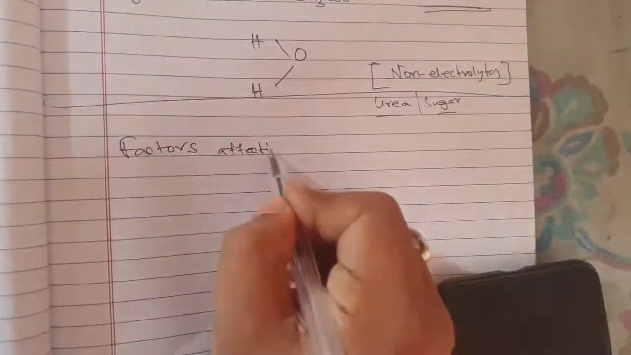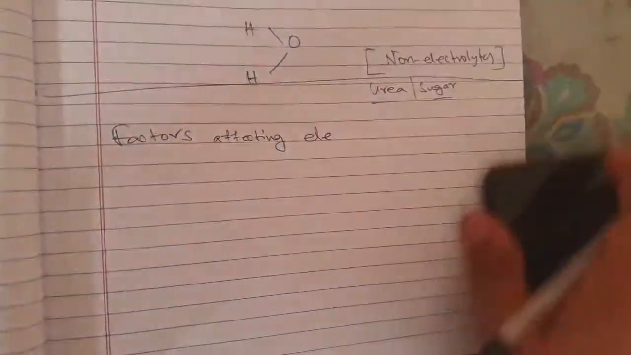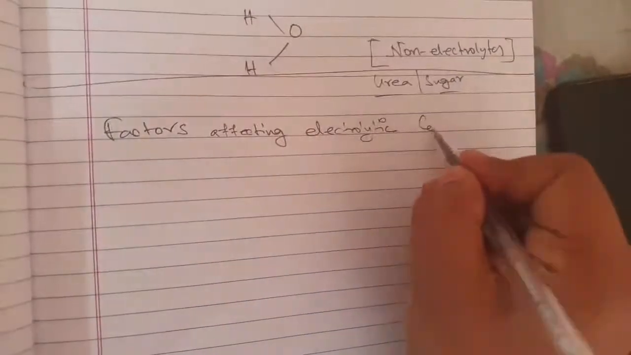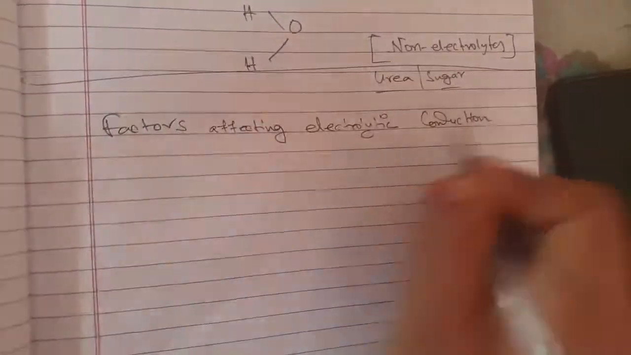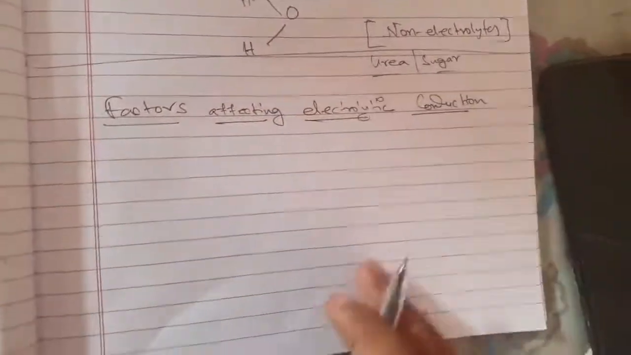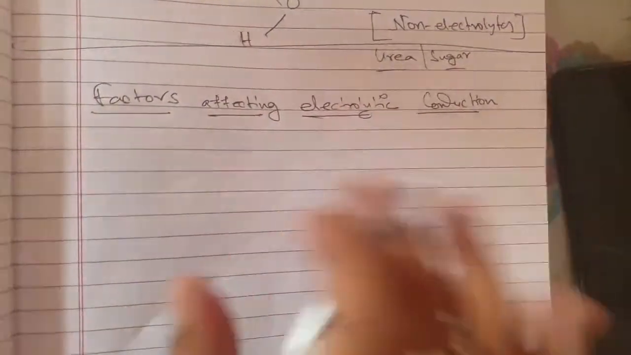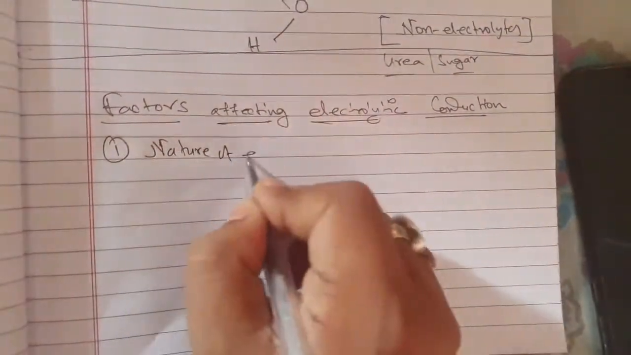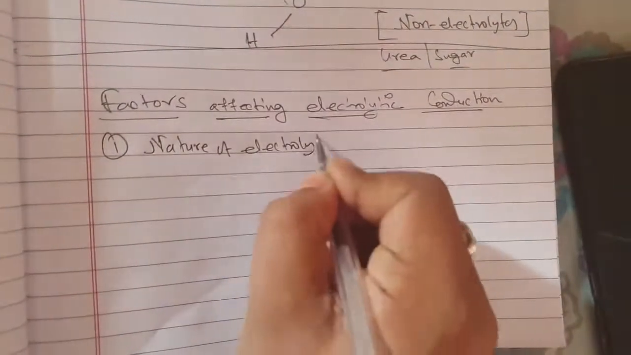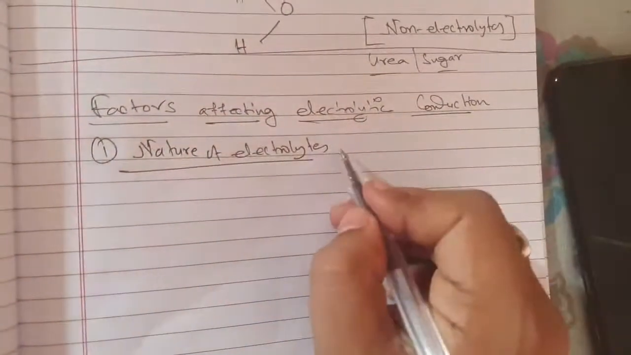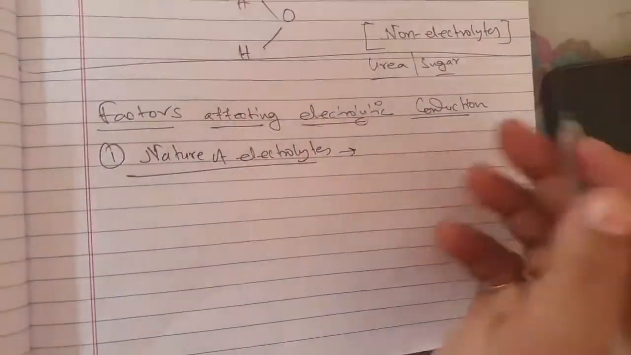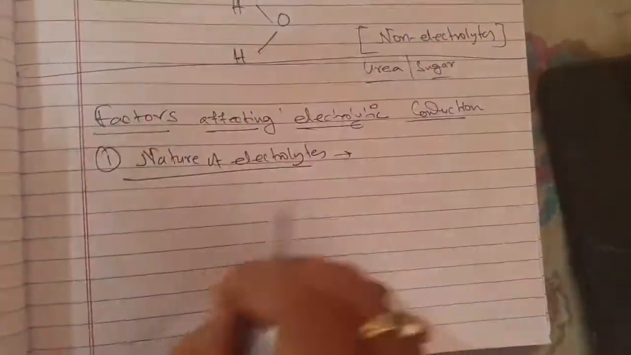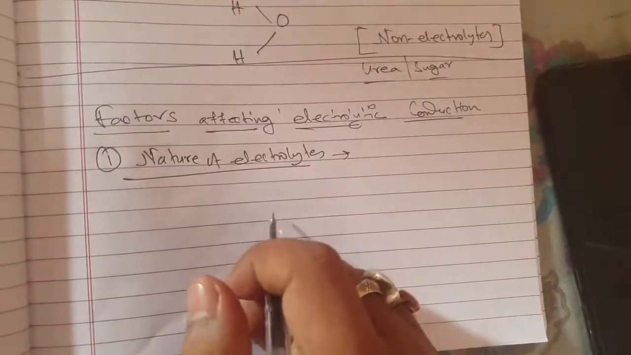Factors affecting electrolytic conduction. Now what is the first factor that affects the electrolytic conduction? The nature of the electrolytes. That means if it is a strong electrolyte, then what will happen? There will be more dissociation, and hence there will be more ions moving around, and hence electrolytic conduction will be high.